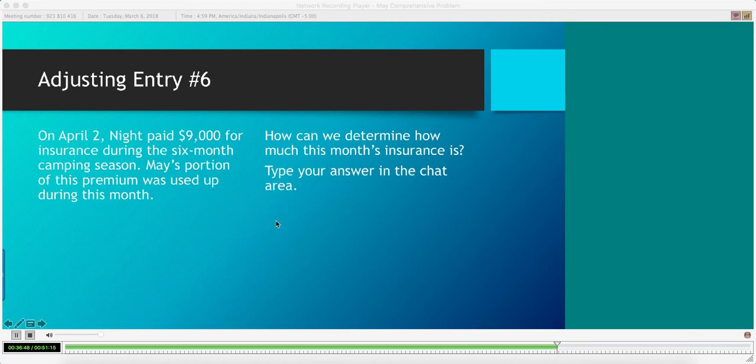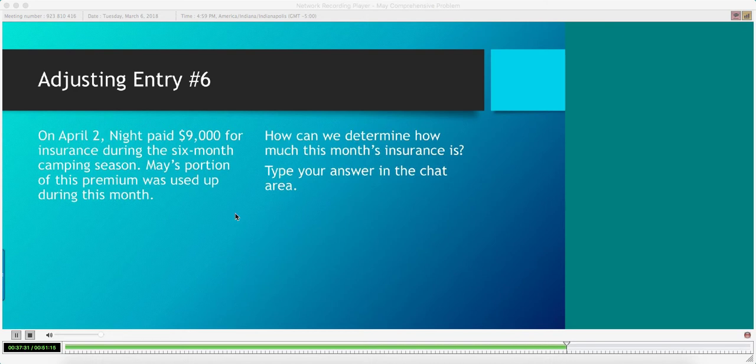This is another transaction, our second to last adjusting entry. On April 2nd, Knight paid $9,000 for insurance during the 6-month camping season. May's portion of the premium was used up. How do we determine how much this month's adjusting entry is?